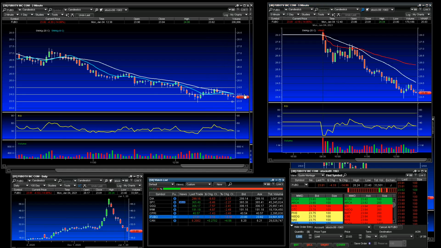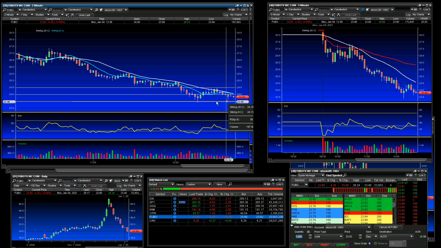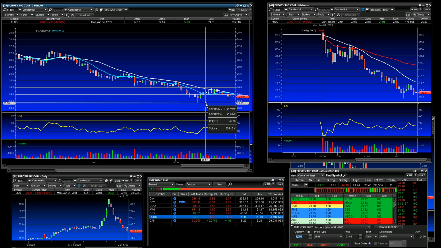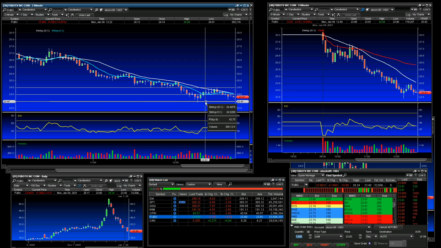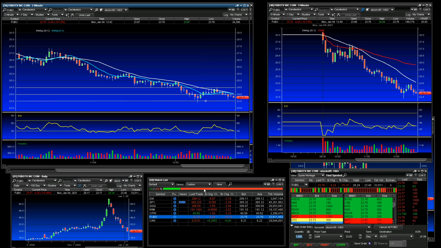FUBO is already short at 24. We're taking 3/4 of this trade out at 23.50. It is posted in the room. Here it comes, beautiful. We want to get paid at 23.50, so 3/4 will go. We will keep 1/4 of the trade and move the stop, and it'll be a free trade.